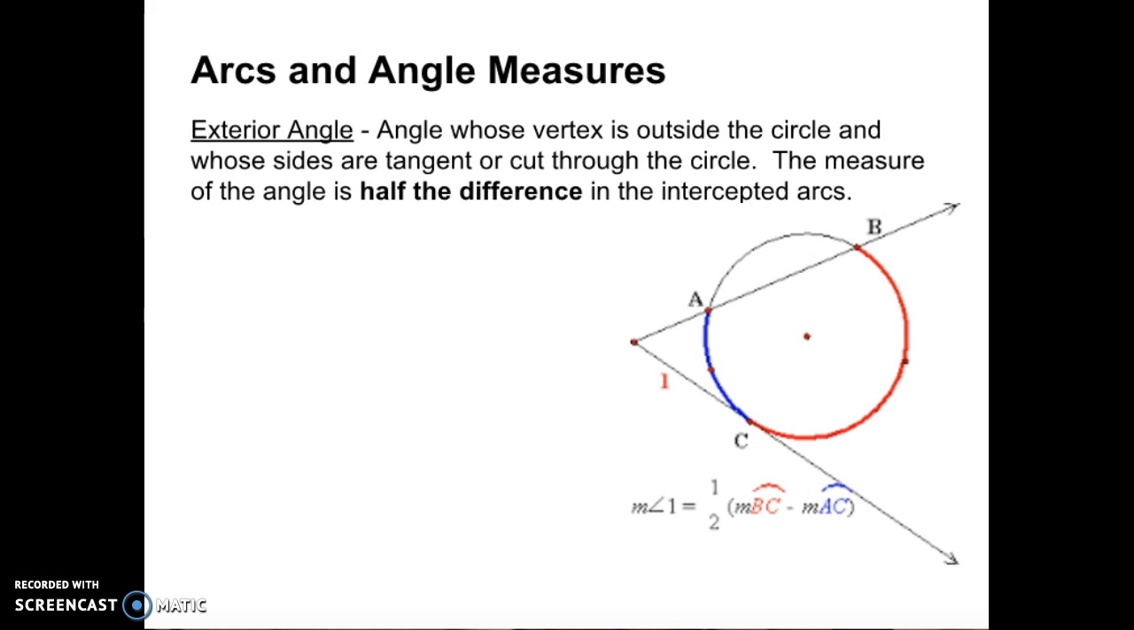Okay, this is our third example that we're talking about, and this is called an exterior angle. Exterior we know means outside, so they're talking about this angle right here. It's on the outside of the circle, it's not on the inside. And notice it says the angle whose vertex is outside the circle, like we talked about, and whose sides are tangent or cut through the circle. So notice how the sides are tangent. This means tangent right here when it just touches the circle, or it cuts through the circle like this side that I'm drawing right now. So that's what they're talking about on an exterior angle.